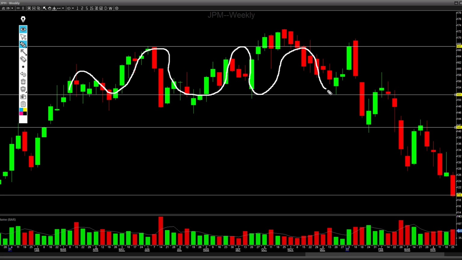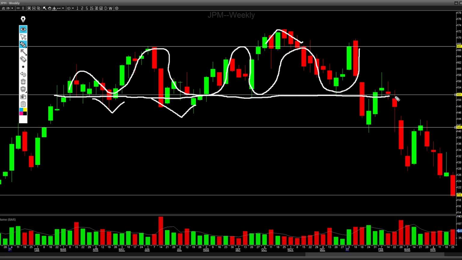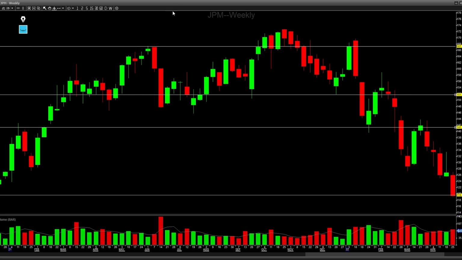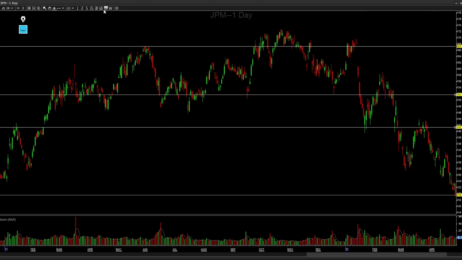We did have, at a few points, some false breakouts, but for the most part, these levels of support and resistance have held pretty true and pretty strong. So now let's go ahead and flip over to one time frame lower. In this case, we're going to move over to the daily chart.